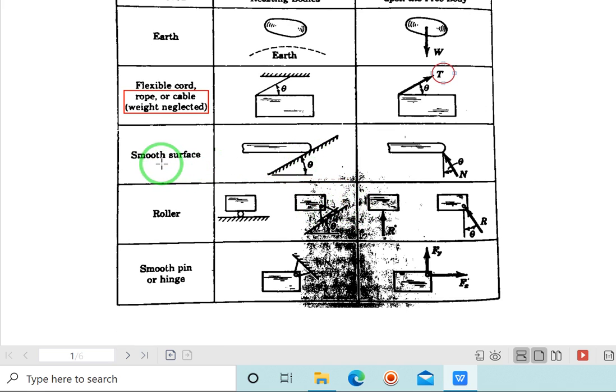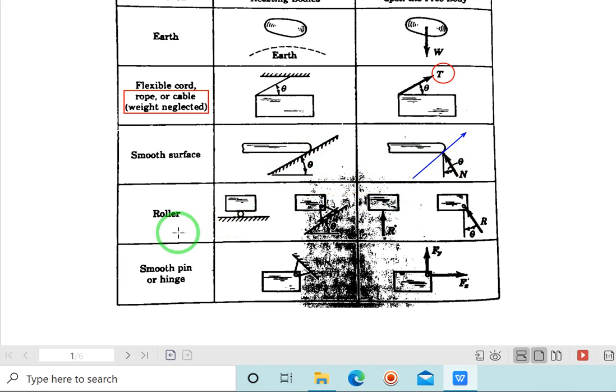For any body in contact with a smooth surface, your reaction is always perpendicular to the surface of contact. So this is the surface of contact, this point. The angle in between, this angle, should be 90 degrees. From the incline, you turn 90 degrees, that is the normal reaction at that point of contact.